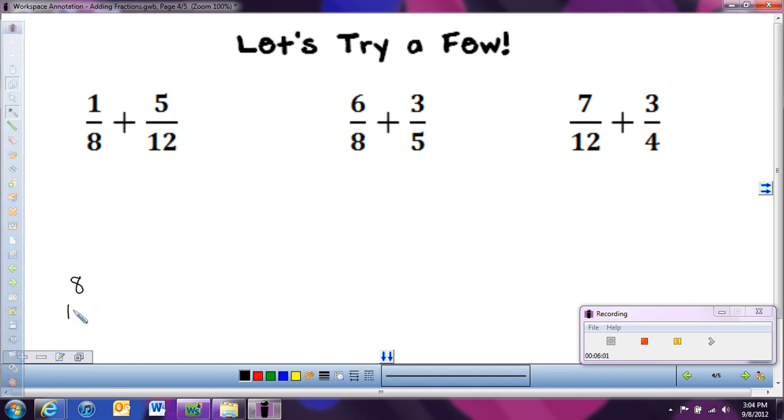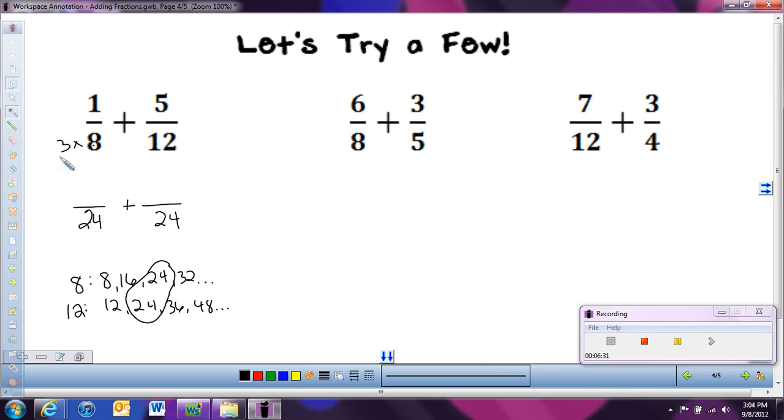So here we have 8 and 12. If I list some of the multiples, the 8 would be 8, 16, 24, 32, and on from there. 12 would be like 12, 24, 36, 48, and on from there. And I see one in common. They each have 24. That's going to be our common denominator. So here I have 24. Here I have 24.